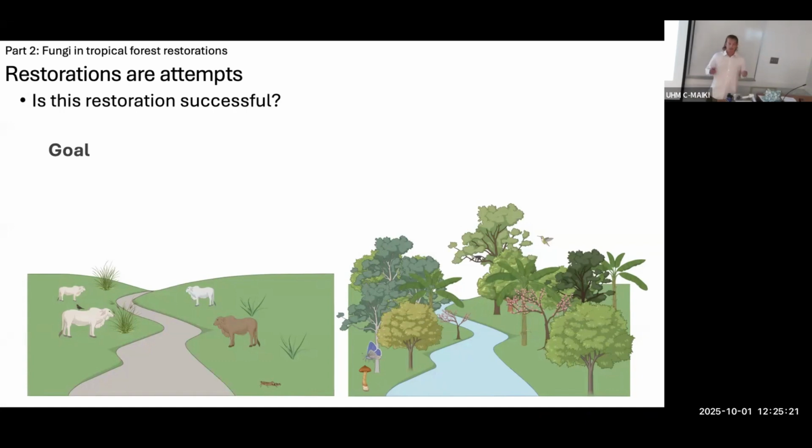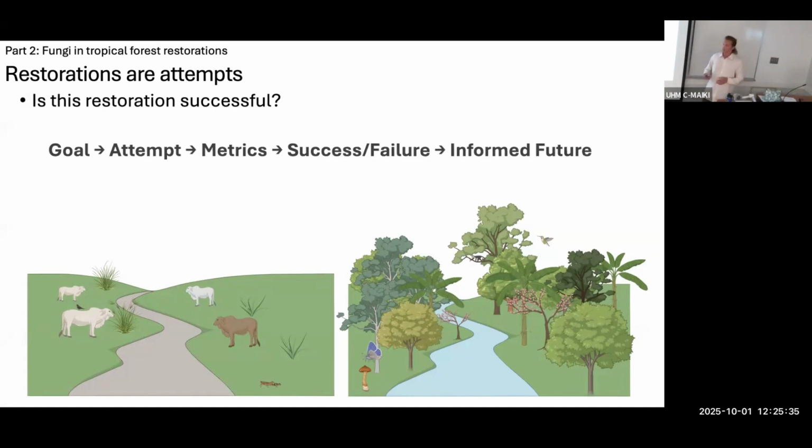So as we learned last week, restorations are attempts at particular goals. They're goal-oriented exercises. And so in order to do that, you make an attempt at a goal. You have metrics to determine if you were successful. And you determine if you were successful or not based on those metrics, and that can inform future practices, classic restoration, conservation ecology work. And traditionally, a common approach for forest restorations is to take a given restoration and look at the bird, mammal, plant communities, insect communities, and compare them to a nearby reference forest that hasn't been cleared and see if they're similar. And if they are similar, you might be able to determine that your restoration was more successful than, say, other approaches that don't attain that level of similarity.